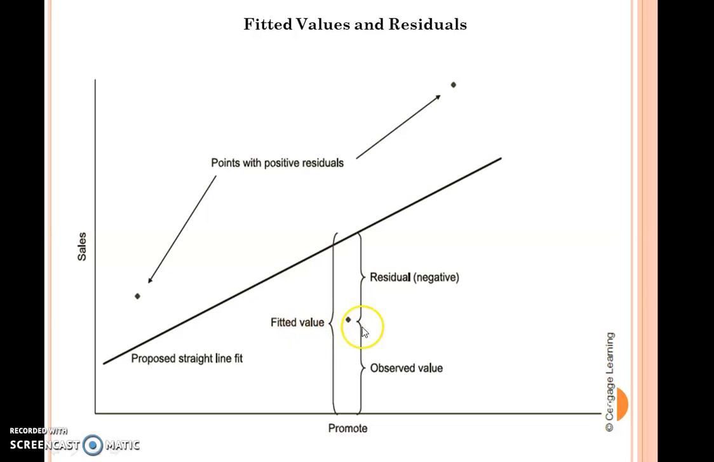This will be called the fitted value. With this point only, the fitted value will be defined. So the fitted value will be the distance between promotion and this line. And above the line, this will be the residue. So the points above the line will be defined as positive residues. The points below the line will be called negative residues. So this is the proposed straight line fit.